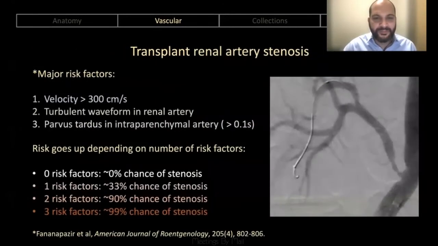So when we were looking at how to figure out if transplant renal artery stenosis exists, we looked at a number of different factors, and 3 factors really came out as being important in evaluating for transplant renal artery stenosis.